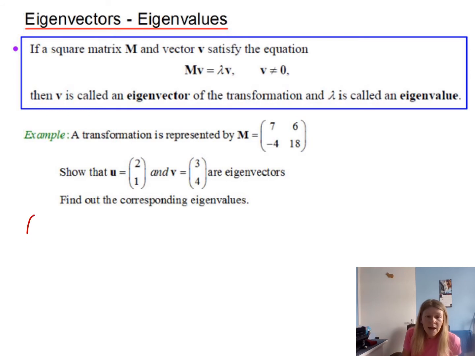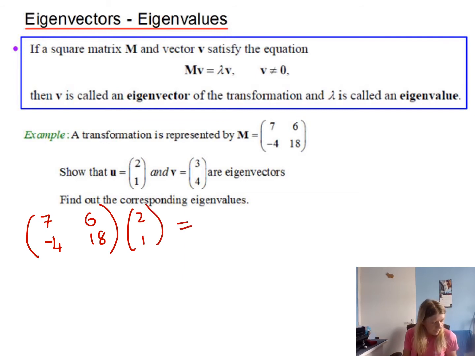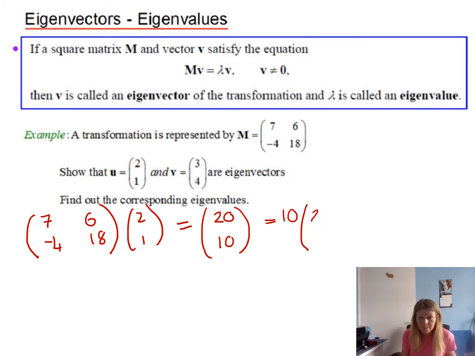So we've got here M. We're going to try it with that u, (2, 1). So if we multiply those two out, what do we get? Well, we get 7 times 2 plus 6, which is 20, and minus 8 plus 18, which is 10. So is that a multiple of that? I think it is. It's 10 times the original, isn't it?